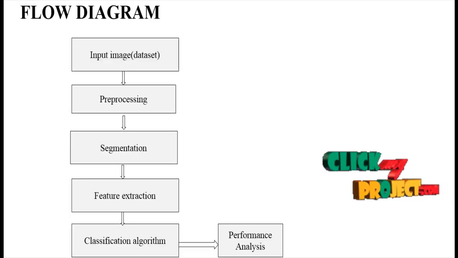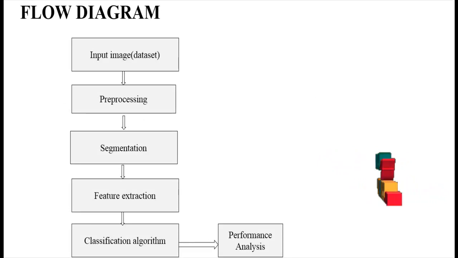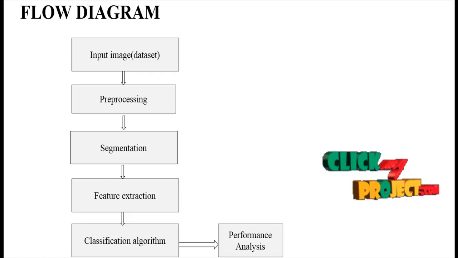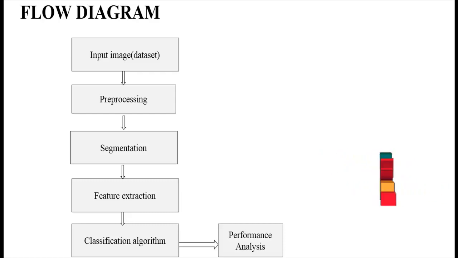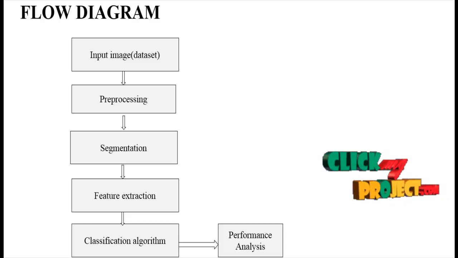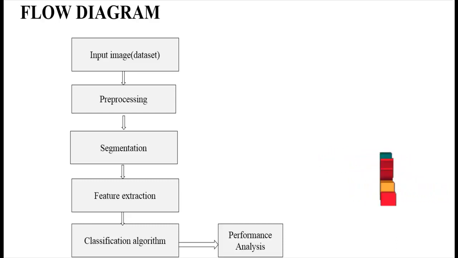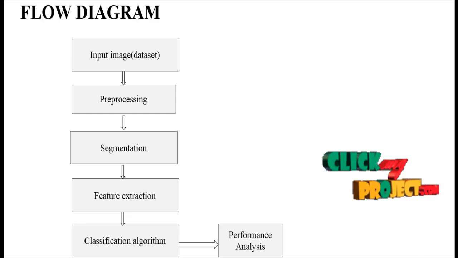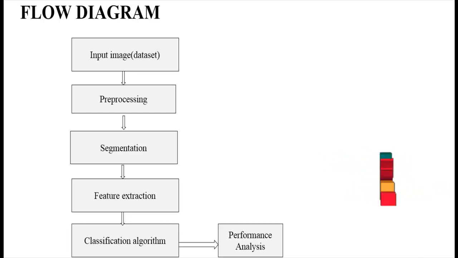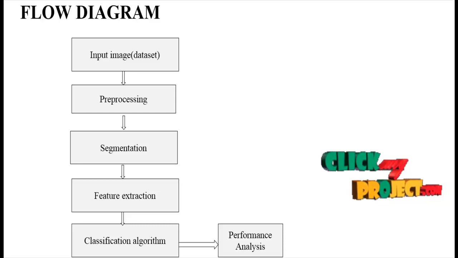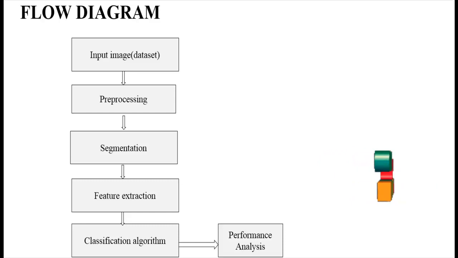Now we are going to see the flow of our process. First we take the input image from our dataset repository. The dataset contains lots of cancerous and non-cancerous images. Then we implement the pre-processing step. In this step we use image resize for reducing the dimension of our input image.